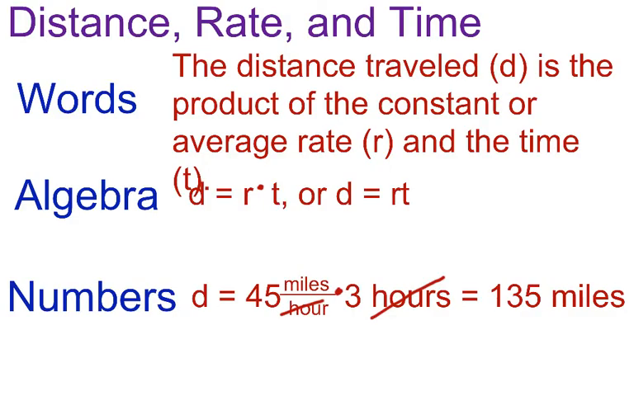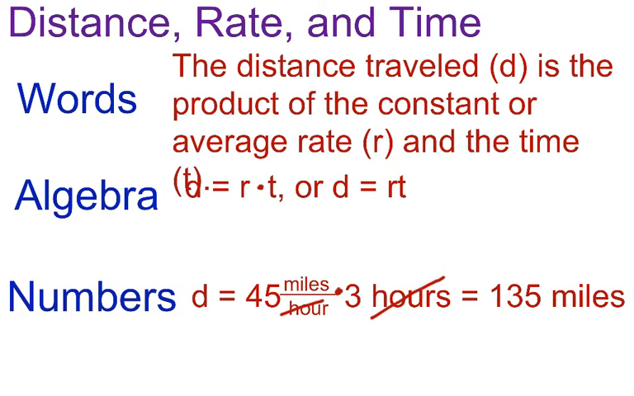So what is the relationship between distance, rate, and time? Well, in words, the distance traveled, represented as a variable d, is the product of the constant or average rate, represented by the variable r, and the time, represented by the variable t. In algebra, it means d equals the rate multiplied by the amount of time. So d equals rt, in other words. But of course, it's important to note that you're multiplying the rate and the time.